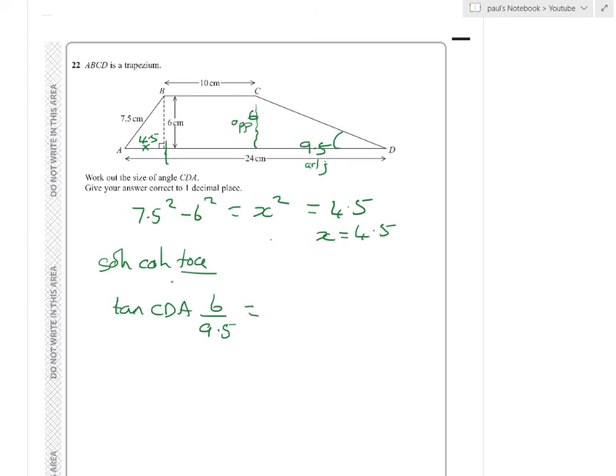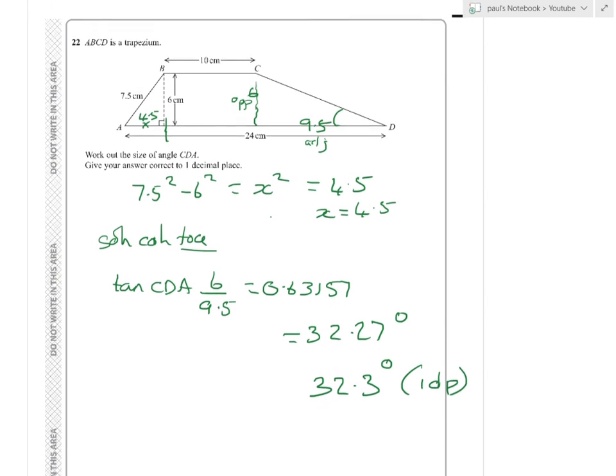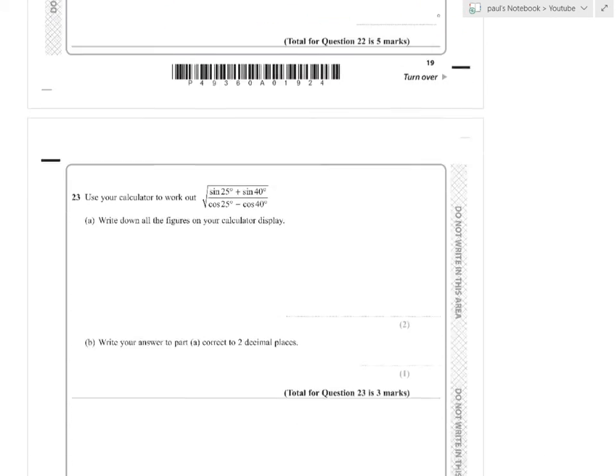is 0.063157. This is some kind of mad recurring decimal. So now I need to do shift tan answer, and I get 32.27 degrees. To one decimal place, 32.3 degrees to one decimal place. Yeah, a lot of thinking. Went down the wrong road first of all, but doesn't matter.